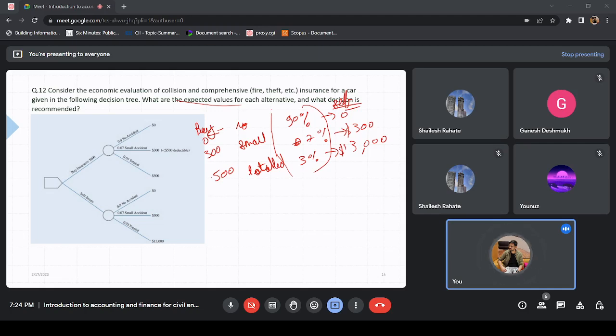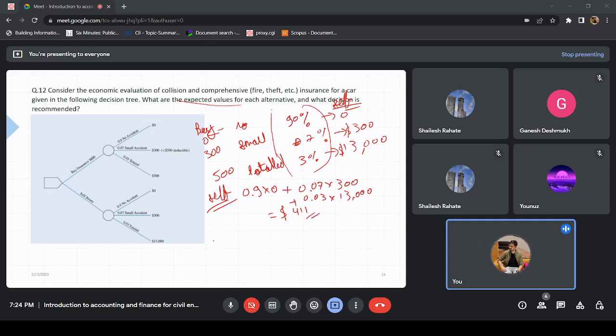So now let's calculate the cost. Okay, cost of buying the insurance or cost of not buying the insurance. If you are not buying the insurance, in case of self, you can say that the cost of accident would be 0.9 into 0 plus 0.07 into 300 plus 0.03 into 13,000, right? And how much does it come out to be?